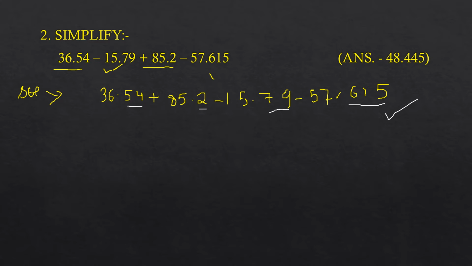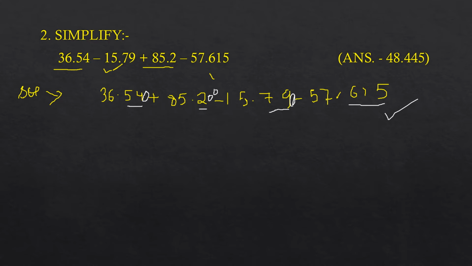So here we are less with one decimal place, so we will insert 10 here, and in the second number 85.2 we are less with two decimal places, so we will insert two zeros here. In the next number 15.79 we are less with only one decimal place, we will insert only 10 here, and the last one is okay, it has three decimal places, the maximum number of decimal places. Now we can simplify it.